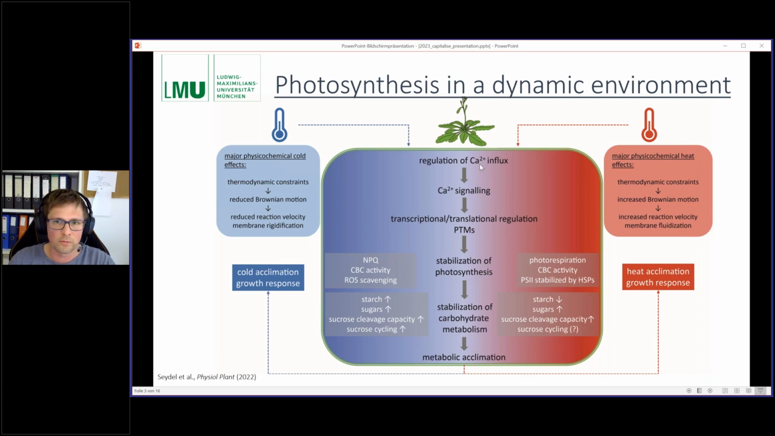So a typical conserved and, of course, simplified picture which arises and which we know based on lots of great biochemical and physiological studies is that temperature typically induces a dynamic change of calcium fluxes, which finally ends up in a signaling cascade, which modifies or even changes enzyme activities, which finally, if the plant successfully adapts or acclimates to this temperature regime, leads to stabilization of photosynthesis, and this then leads to stabilization of carbohydrate metabolism.